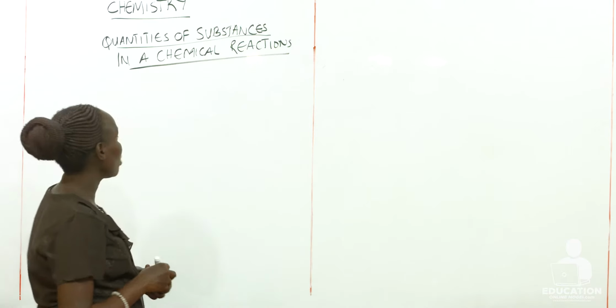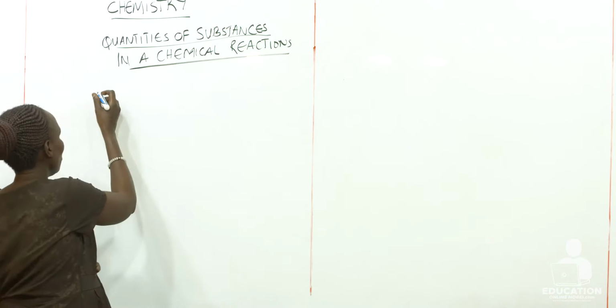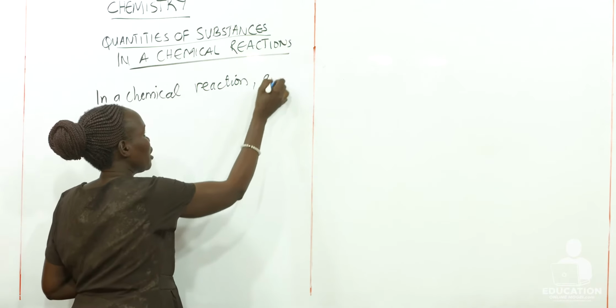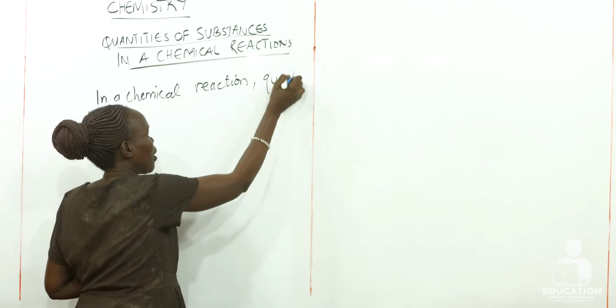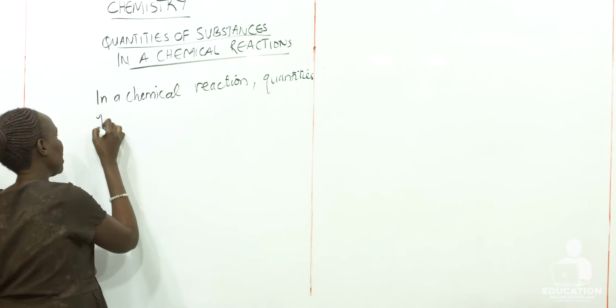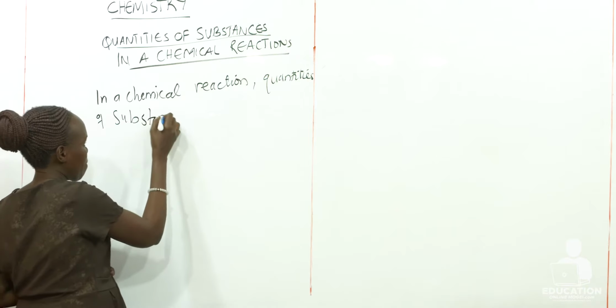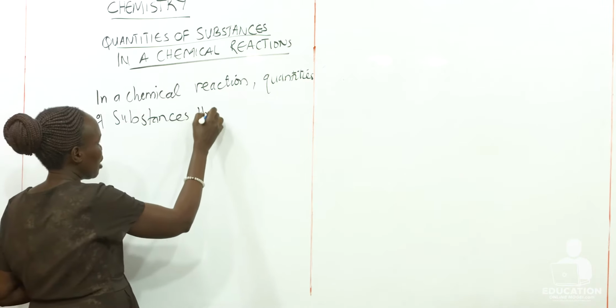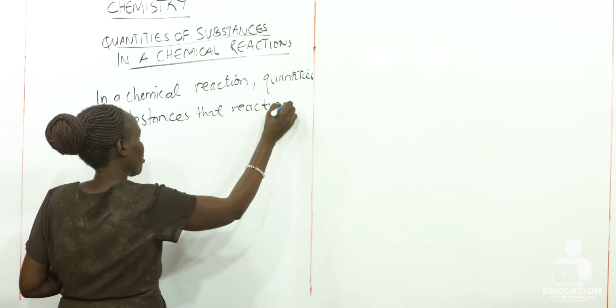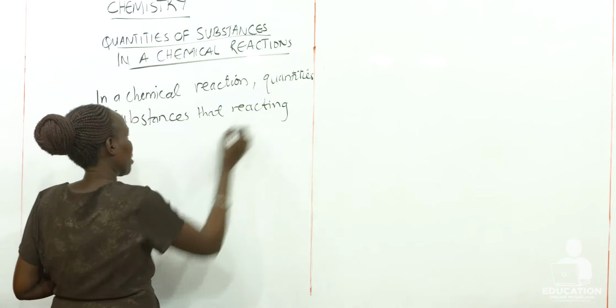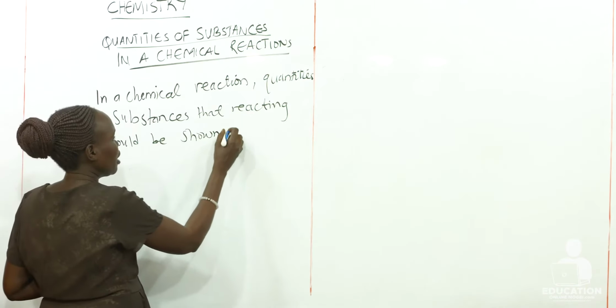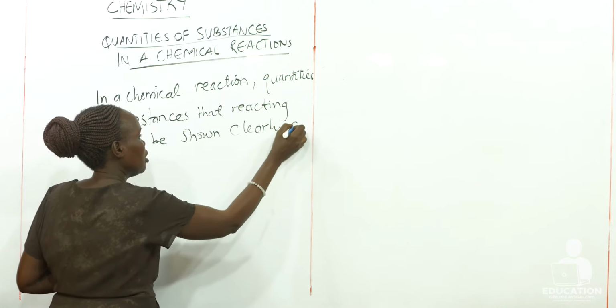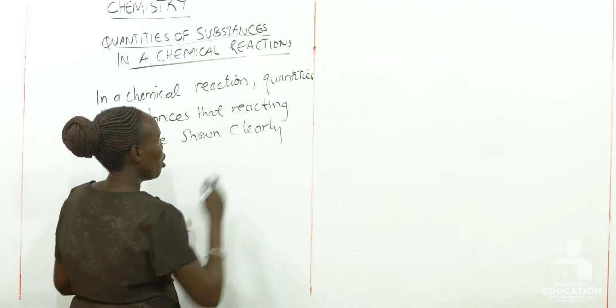So here when we are talking of quantities of substances, we mean that in a chemical reaction, the quantities of substances that are reacting should be shown clearly in a chemical equation.